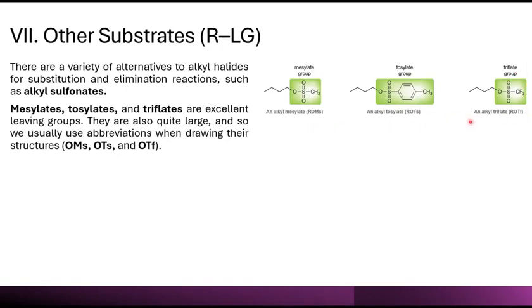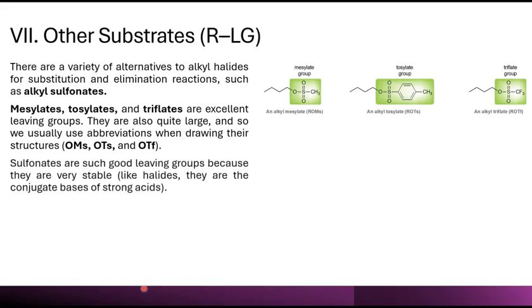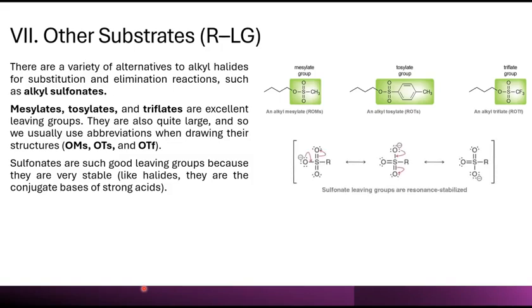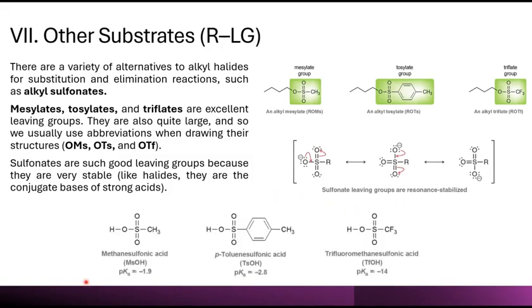The takeaway from all of these is that they're good leaving groups. Sulfonates are such good leaving groups because they are very stable, just like halides, and they are also the conjugate bases of strong acids, which means they're stable. Note that as soon as the leaving group leaves, it is going to be resonance stabilized. Methane sulfonic acid, this is the acid that has these as conjugate bases, for example.